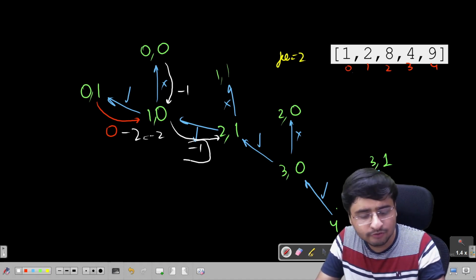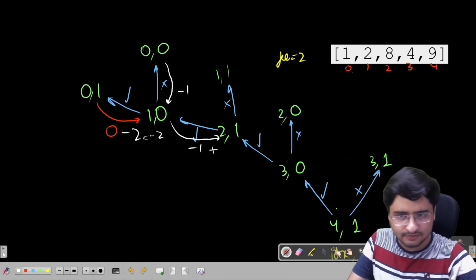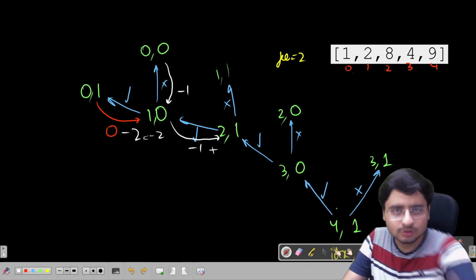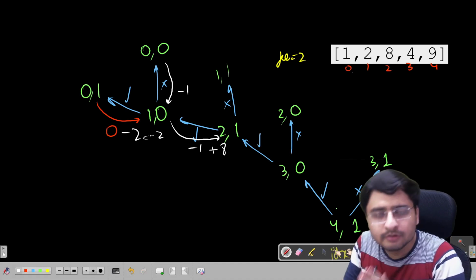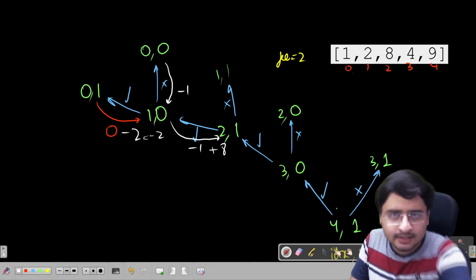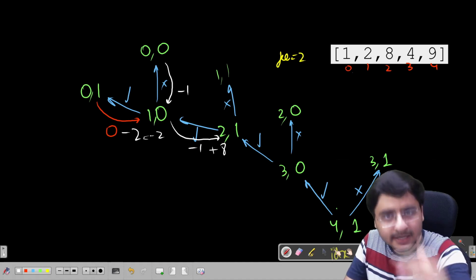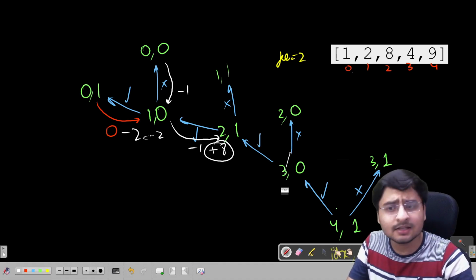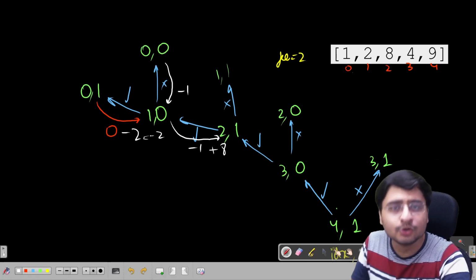Whatever is the previous profit, plus, since we are selling, the price of the stock on this particular day. What is the price of the stock on this particular day? It is going to be 8. Now note one thing: when we are buying, we are subtracting the price, and when we are selling, we are adding the price of that particular day, since that comes into the profit. When you sell, you add; when you buy, you subtract.